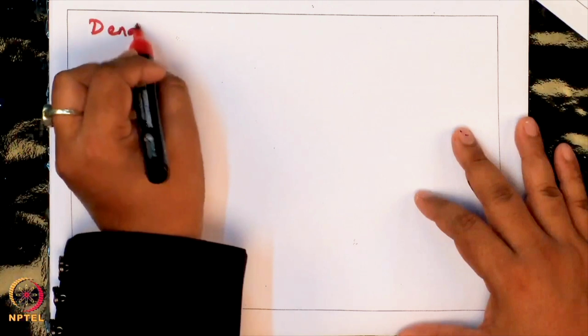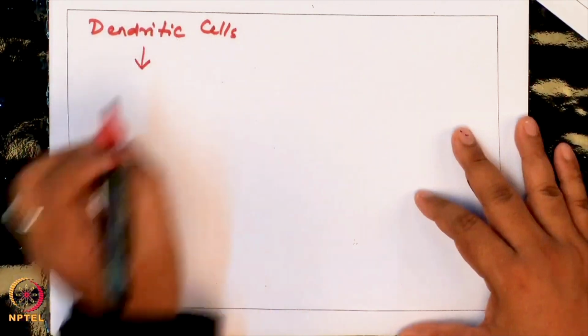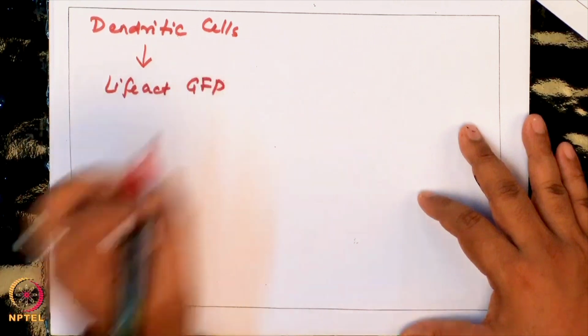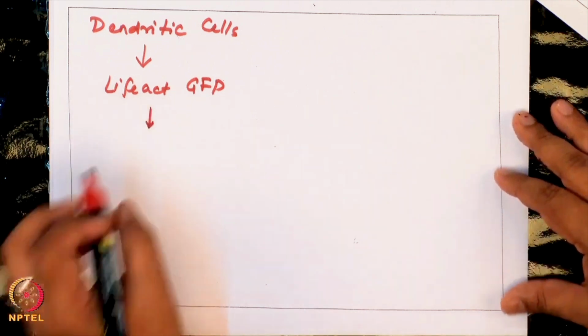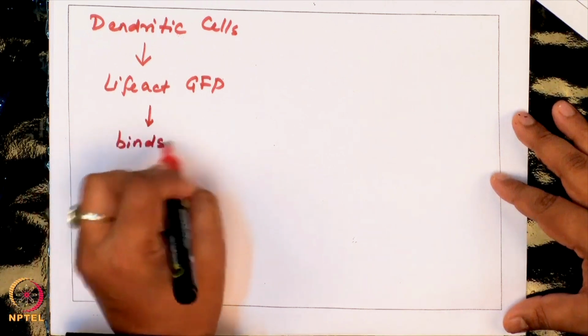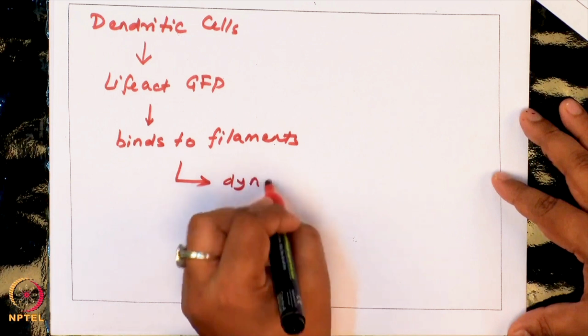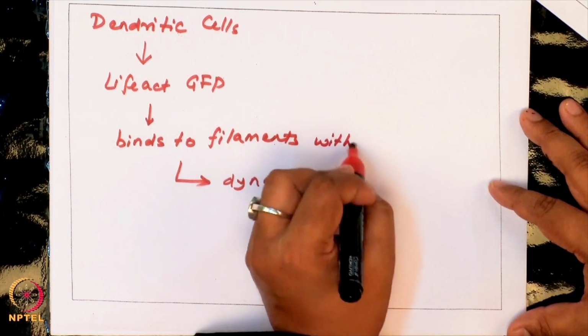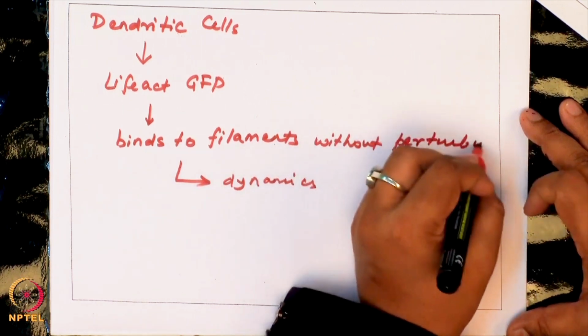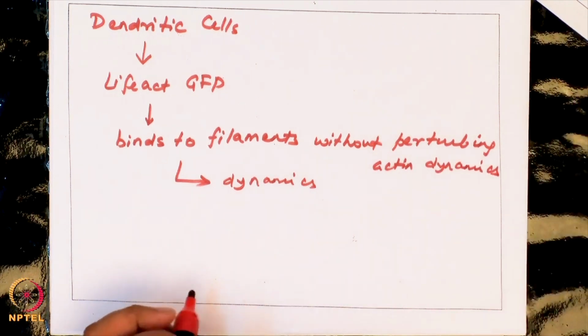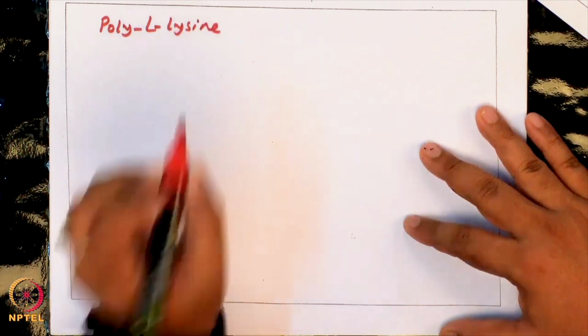You have dendritic cells, these were transfected with LifeAct GFP. LifeAct is an entity which binds to filaments. As a consequence you can track the dynamics. It binds to filaments, but without perturbing actin dynamics. So, basically the first question the authors asked was whether they would observe retrograde flow in these cells. To answer this question, the cells were plated on polylysine coated surfaces, and what they observed.